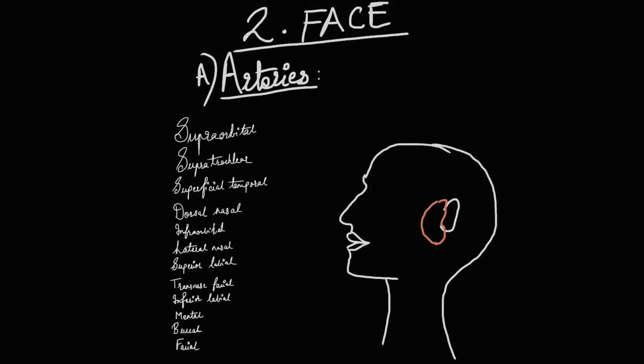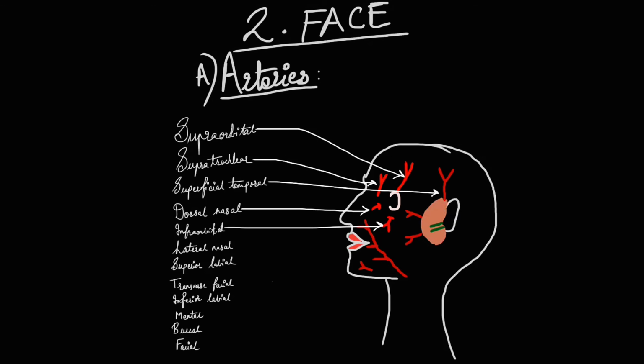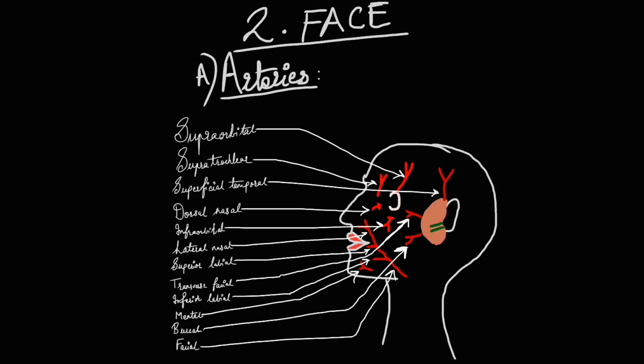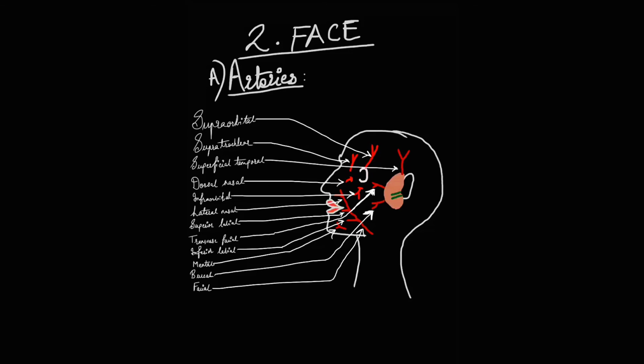Branches. The anterior branches on the face are large and named. They are inferior labial to the lower lip, superior labial to the upper lip and the anteroinferior part of the nasal septum, lateral nasal to the ala and dorsum of the nose. The posterior branches are small and unnamed.